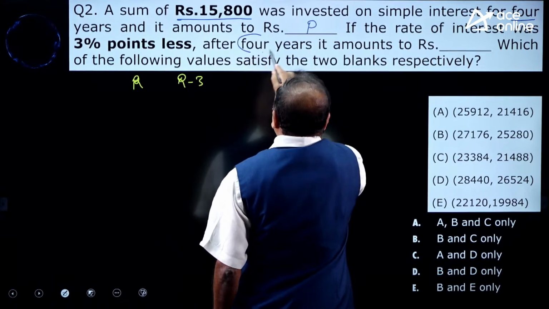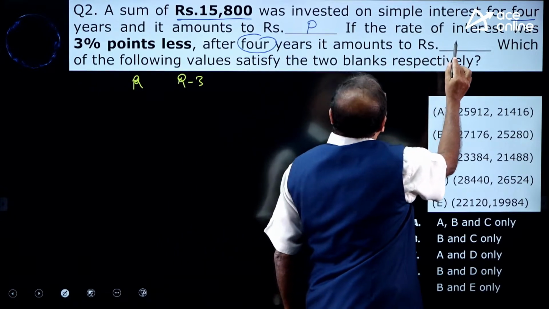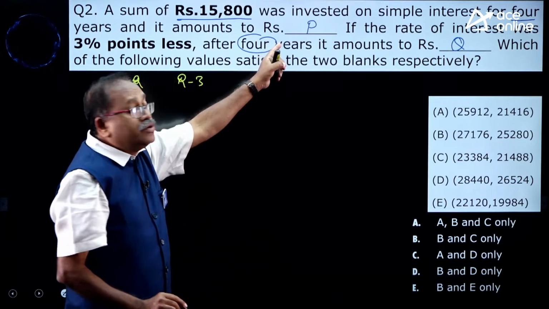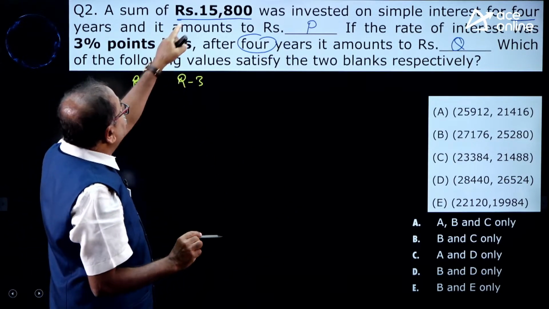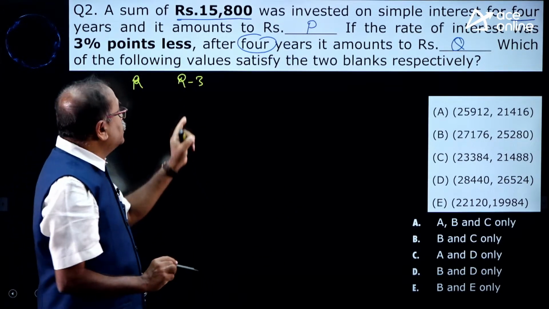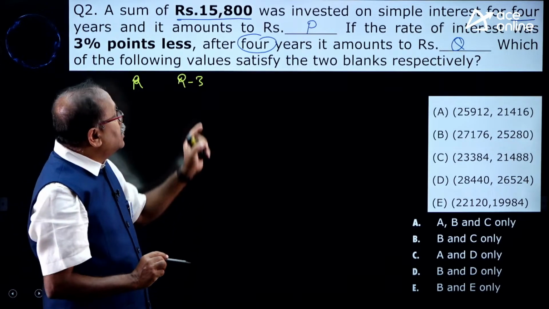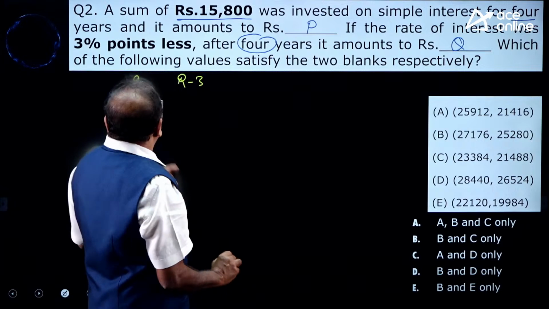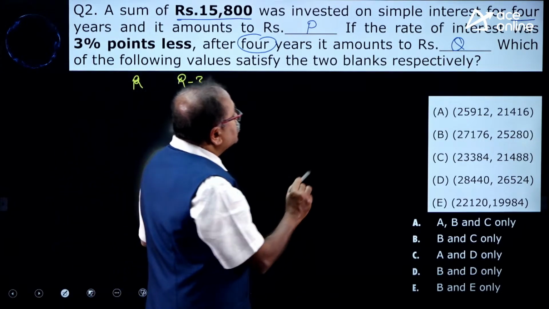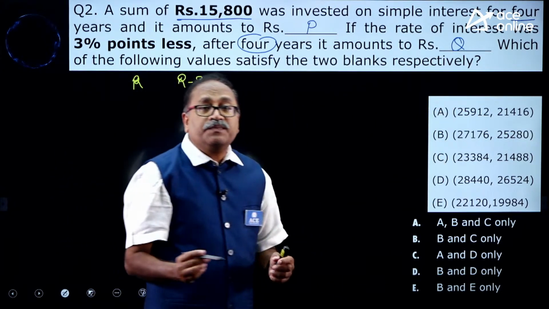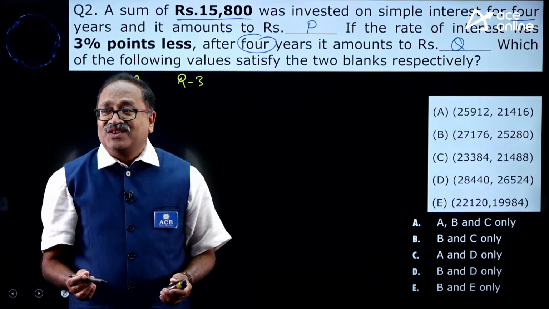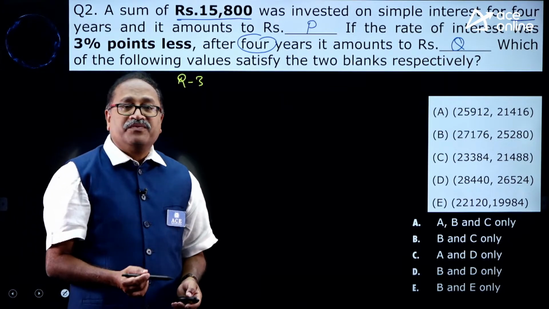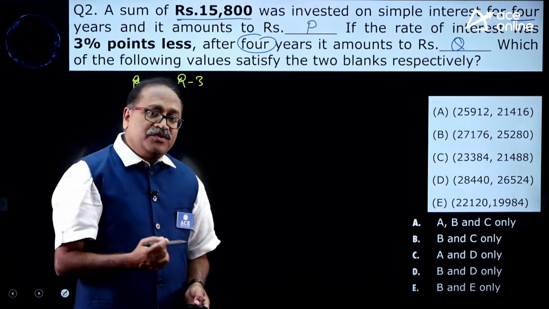Now what is said in this? After 4 years the amount is rupees Q. In the first case the amount is rupees P, the principal is same. If the rate of interest is reduced, then the amount will be rupees Q. Question is, which of the following values satisfy two blanks respectively? Two blanks respectively. Anusha, very good evening, madam. Very good evening.